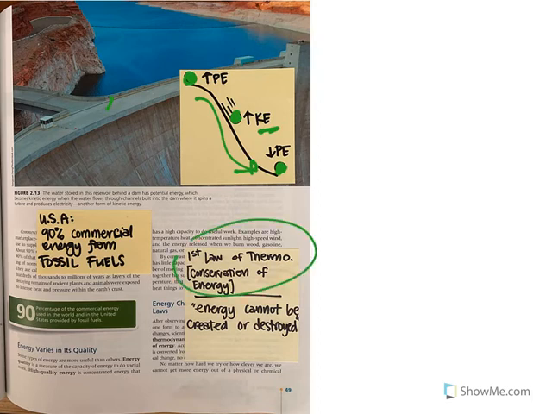Here we have the first law of thermodynamics, or the conservation of energy. And this law basically states that energy cannot be created or destroyed. So it's consistent with the conservation of mass that we talked about earlier, but energy itself cannot be created or destroyed.